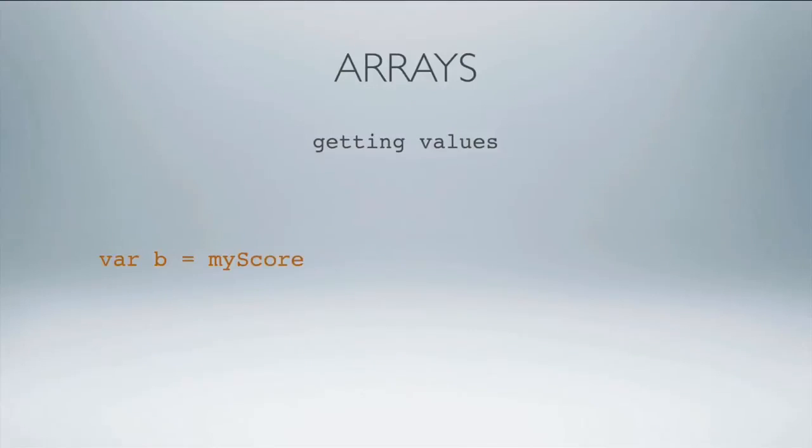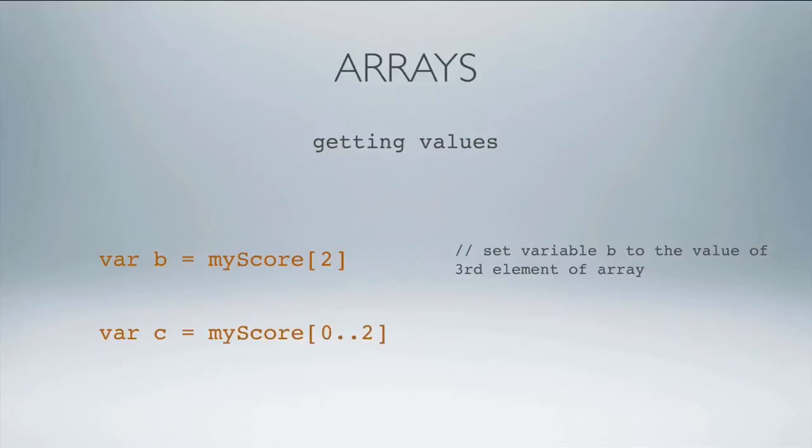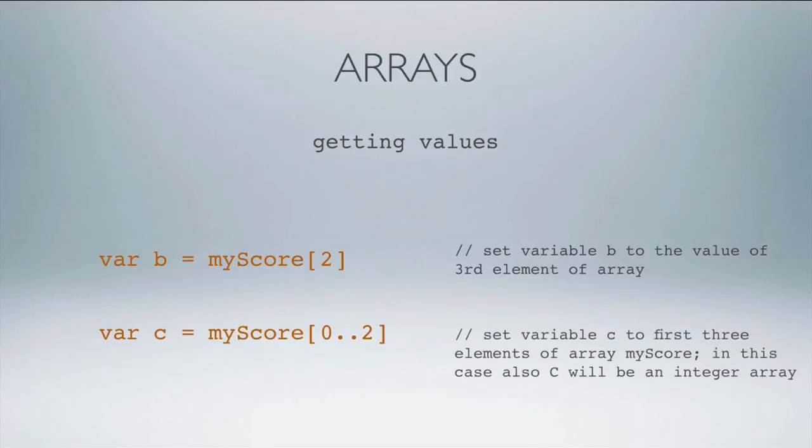In case you need to retrieve a value from the array, you can use its index. Let's say you need the third element in the array MyScore. Remember that Swift arrays are base 0, so to access the first element you need to use index 0, 1 for the second element, and so on. It's also possible to specify a range of elements you need to get from the array.